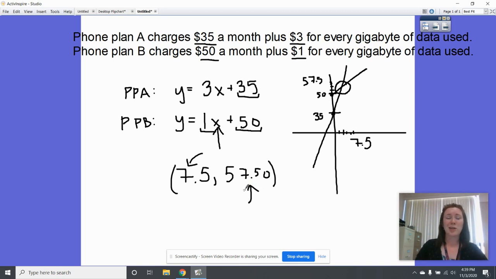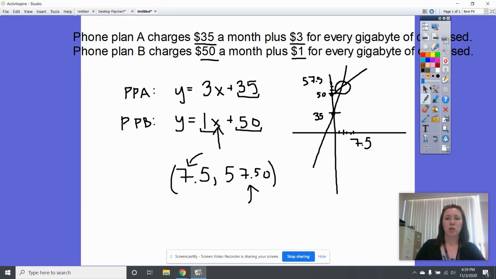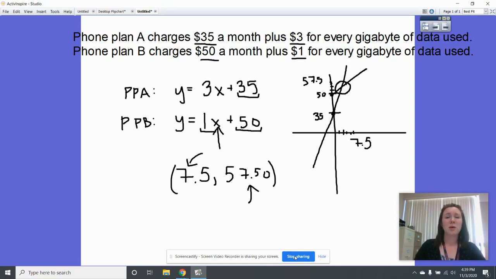That's the other thing I want to talk about: when you have a word problem, the solution actually has meaning. It's not just this point, 7.5 comma 57.5, but it's actually in the context of the problem: gigabytes and the cost of the plan for that many gigabytes. So that is solving systems of equations in word problems.